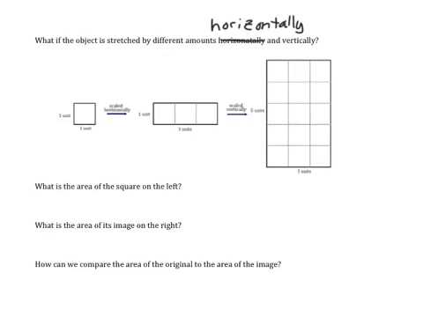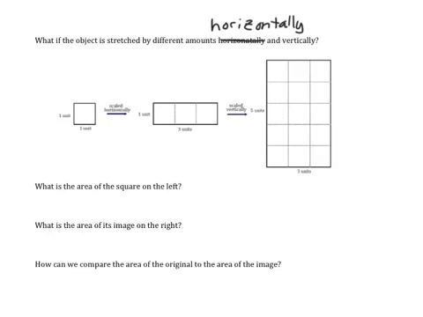So when objects are similar, they have the same scale factor for every corresponding dimension. And that's when you would square the scale factor to get the scale for the areas. But sometimes we can stretch an object by different amounts horizontally and vertically.